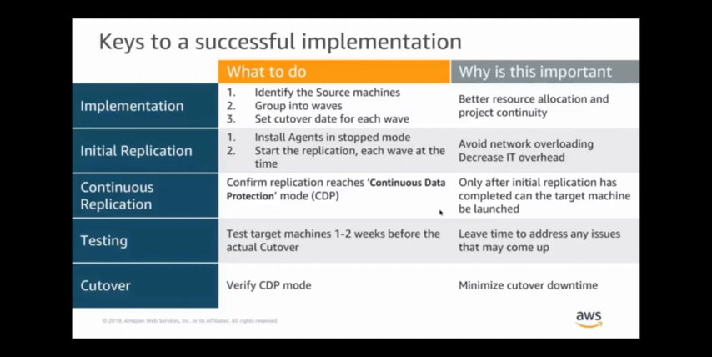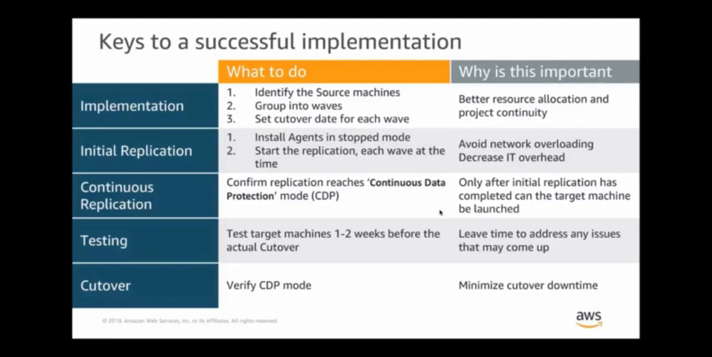Since agent installs often require change control, CloudEndure allows you to pre-stage the installation of the agents in what we call a stopped mode. So the agents will be deployed, but replication will not begin until you're ready for that wave. Once you are in continuous data protection mode, or CDP as we refer to it, at that point you can go ahead and launch instances at any time for the purpose of testing.